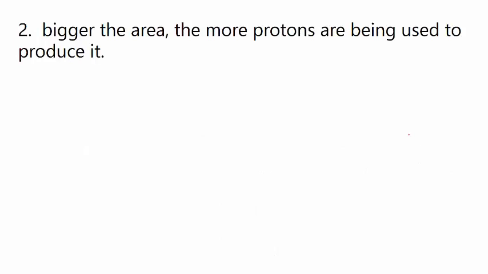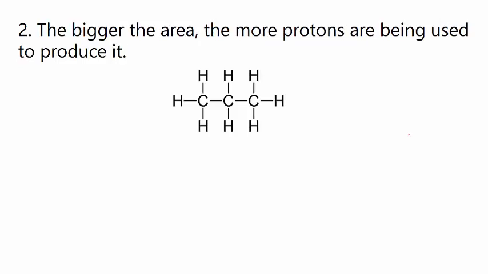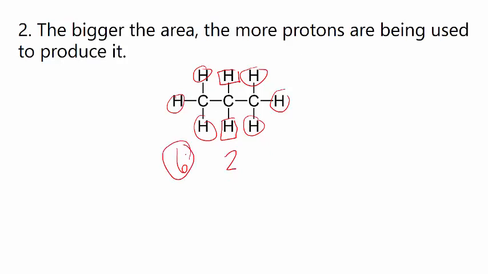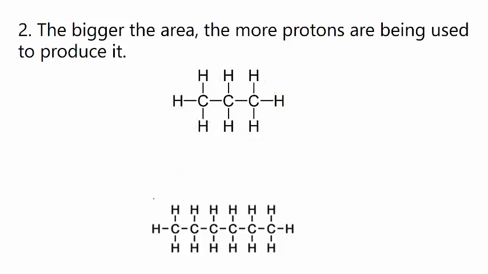The bigger the area, the more protons are being used to produce it. Again, looking at propane, I see there are 6 hydrogens attached on the end, but only 2 attached to the middle. So I would expect this type of proton would produce the larger peak. Again, you're asked to produce the same analysis for hexane.